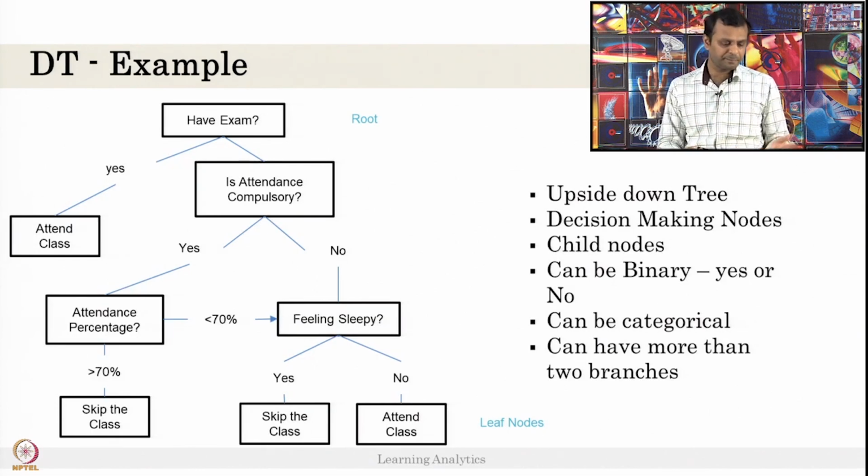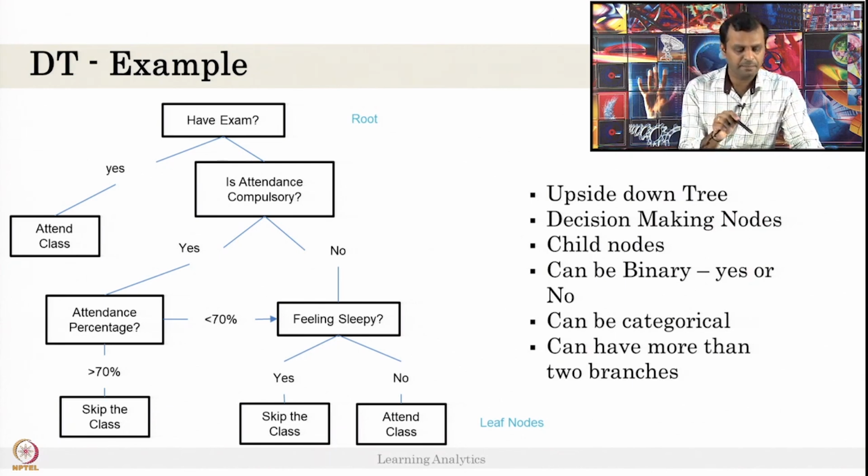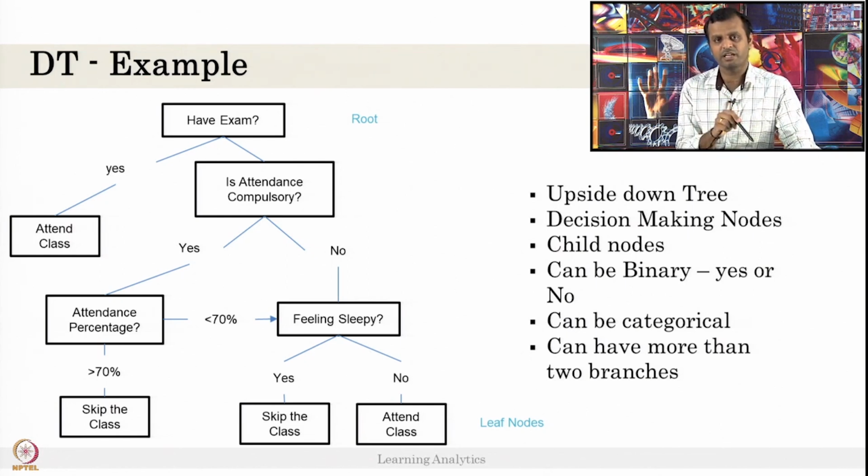So, this is a sample decision tree to see whether a student decides to attend a class or skip the class. There are two decisions: skipping the class or attending the class. If you have an exam in that particular class today, you will attend the class with high probability. If no exam, you check whether attendance is compulsory in this course. If it is compulsory, the next question is whether you have a required percentage of attendance, like greater than 70%.